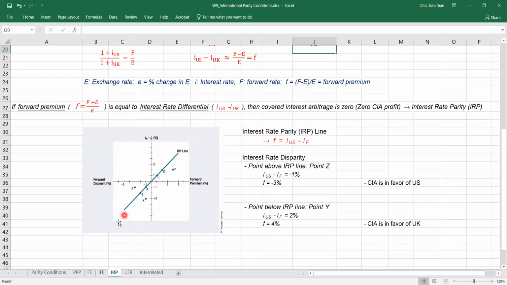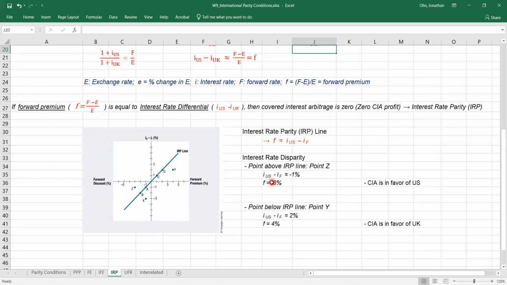Now, if you look at this one, the 45-degree line is the ILP interest rate parity line. As long as they are on it, that's parity, equilibrium. However, let's look at this one. A point above the ILP line, Z there. If you look at Z, the relative interest rate is -1%, and the forward premium is -3%. That is way away from the interest rate parity line there.